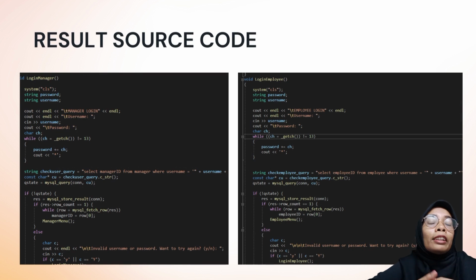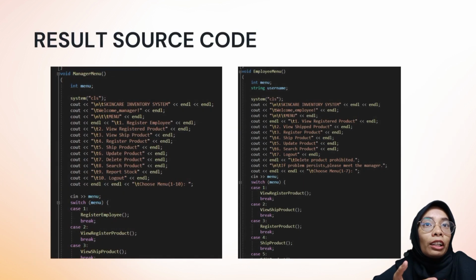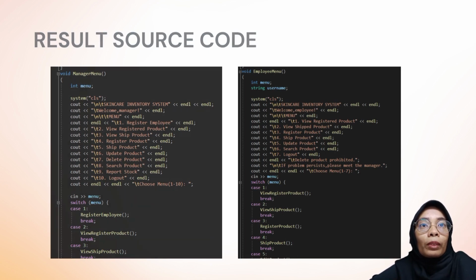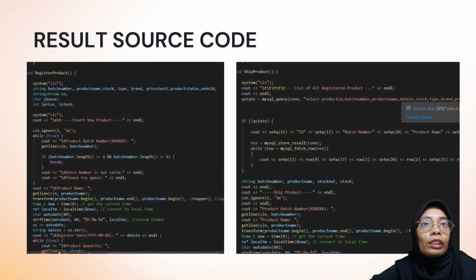So this is the source code for the inventory system. We could see that there is the login manager and login employee. So this is for the manager menu and employee menu. We could see the output of both menus.